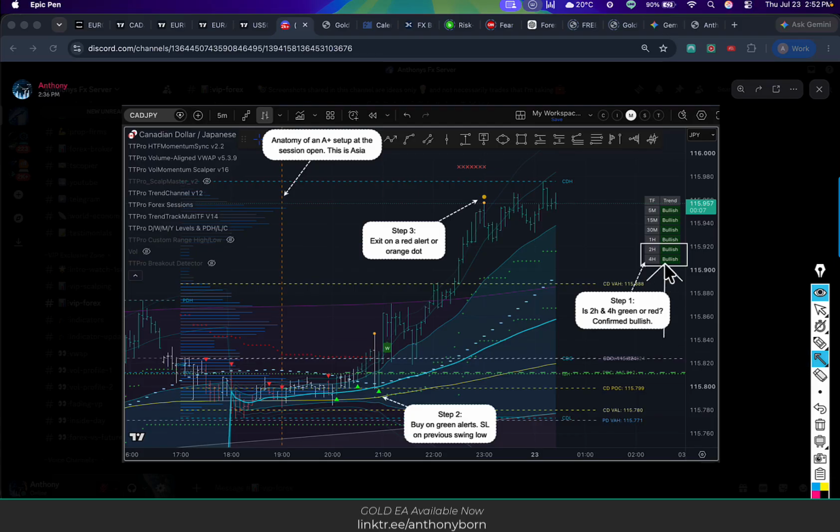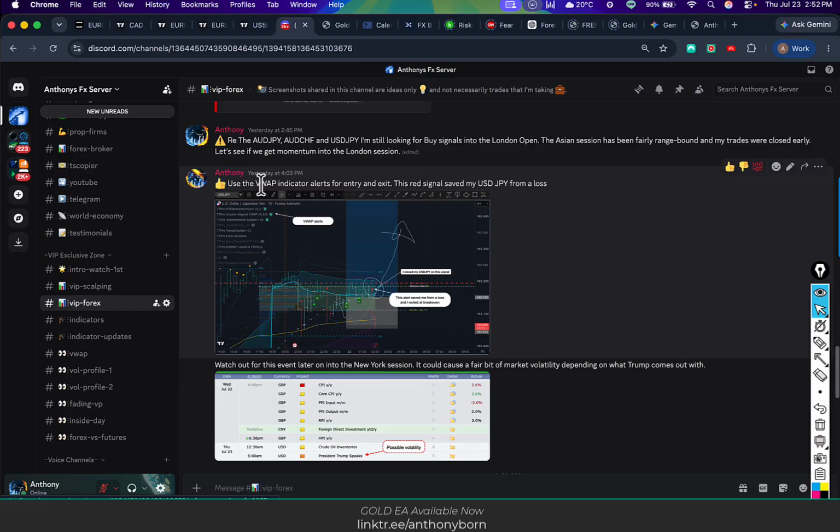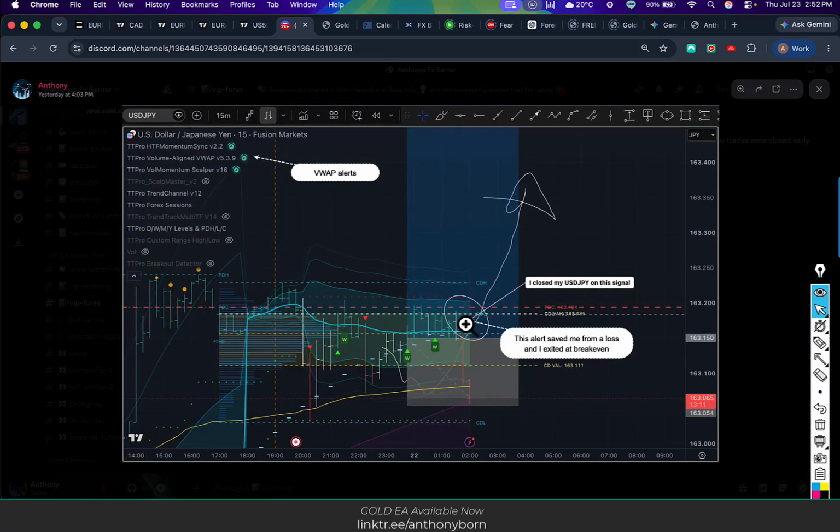Again, look, is it bullish? Yes. Asia Open. Trend pulls back. Buy on the buy signal. I exited this trade up here on this. This was our exit alert coming from the trend channel. That's it, guys. Okay, so here's the idea. Use the VWAP alerts for the entry and the exit. So I'm going to post that in.